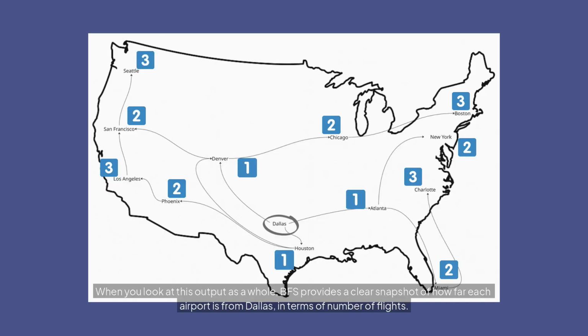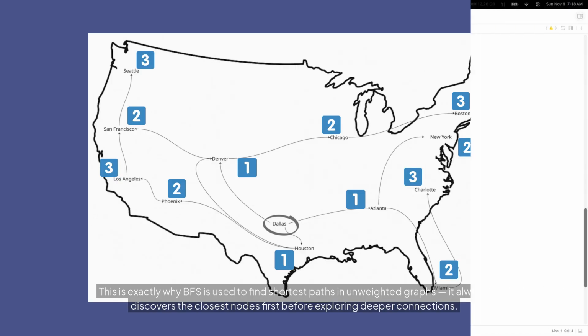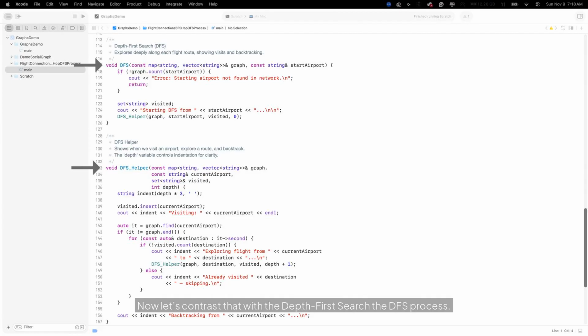When you look at this output as a whole, BFS provides a clear snapshot of how far each airport is from Dallas, in terms of number of flights. This is exactly why BFS is used to find shortest paths in unweighted graphs. It always discovers the closest nodes first before exploring deeper connections. Now let's contrast that with the depth-first search, the DFS process.